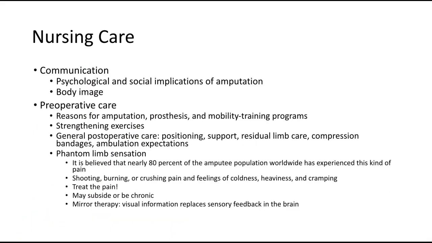So obviously there are some major psychological and possible social implications of an amputation. Body image is going to be affected. Preoperatively, the reasons for the amputation and prosthesis and mobility training will vary based on what's being amputated, how old the patient is, and what other issues there might be. Generally it's going to include strengthening exercises, and then postoperatively, we're going to be worried about positioning, support, residual limb care, meaning the part of the limb that is left over, compression bandages, and ambulation expectations.